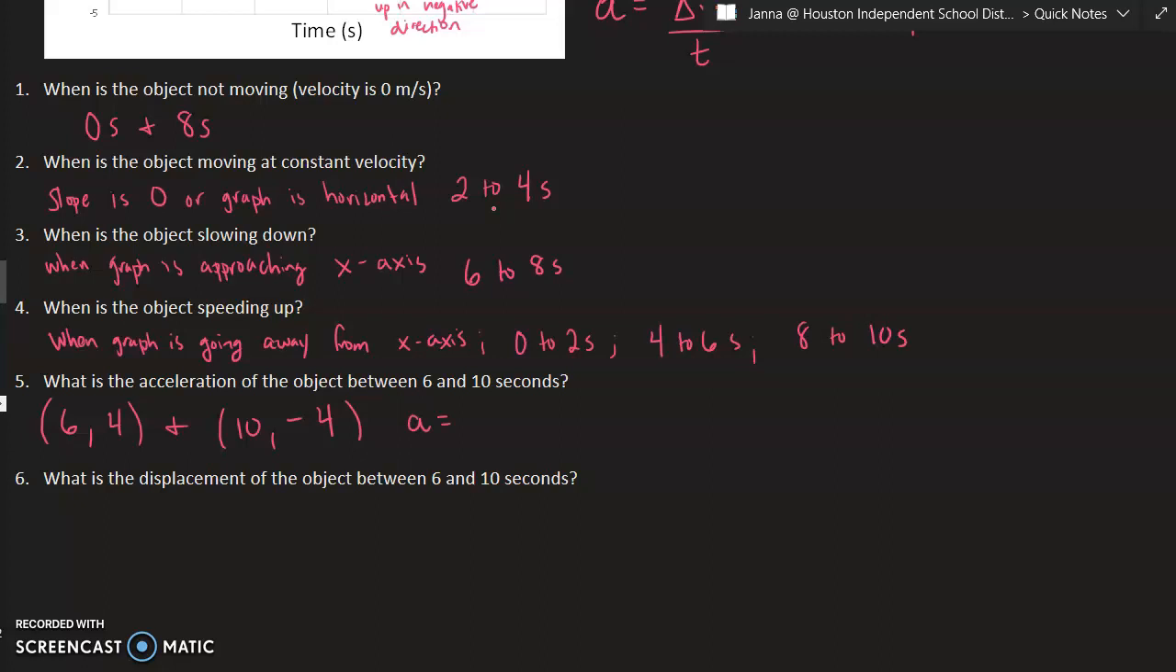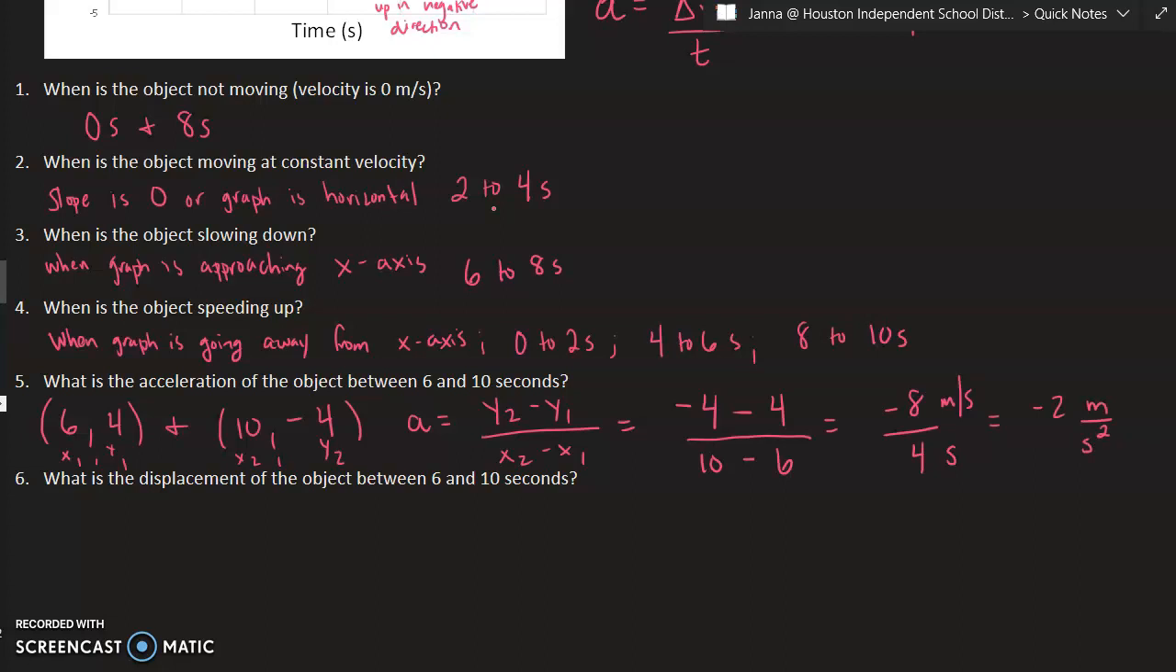Acceleration is going to be y2 minus y1 over x2 minus x1. I guess I should say this is x1, y1, and this is x2, y2. So we'll plug in our values. y2 is -4 minus y1 is 4, divided by x2, which is 10, minus x1, which is 6. -4 minus 4, that's -8, over 10 minus 6 is 4. These were units of meters per second over seconds. That's going to be -2 meters per second squared. That is the acceleration of the object between 6 and 10 seconds.